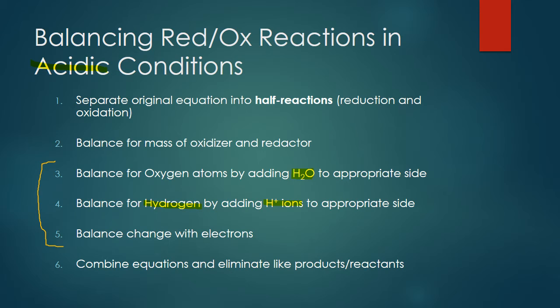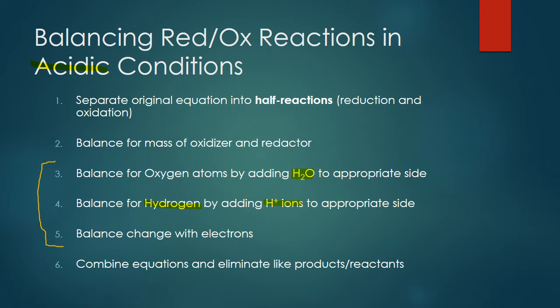Then you're going to balance for mass in your oxidation and your reduction. Steps 3, 4, 5, and then eventually 6, we're going to balance for oxygen by adding H2O. This is because the H2O is technically part of our redox reactions when we are in an acidic solution. Likewise, we have to balance for hydrogen by adding H plus ions because, again, we're in an acidic condition.